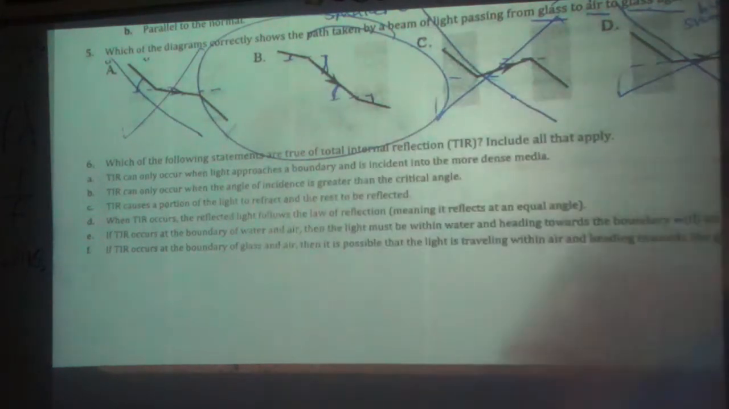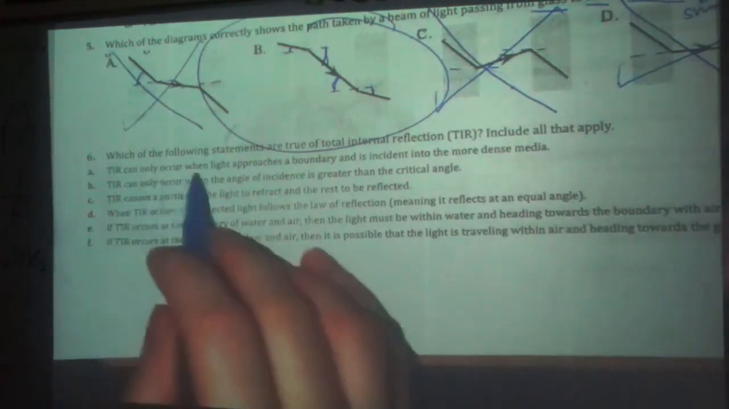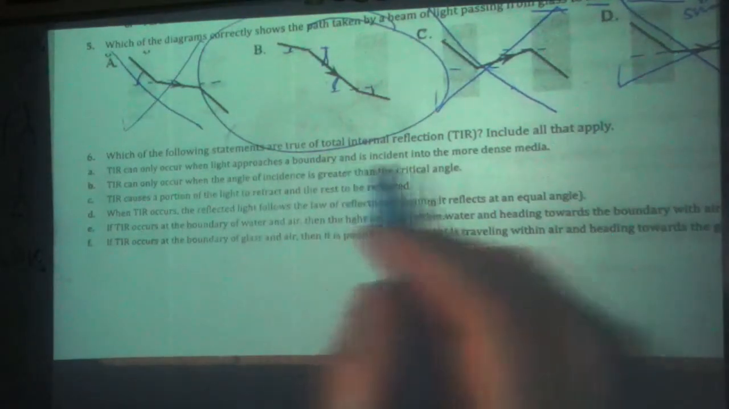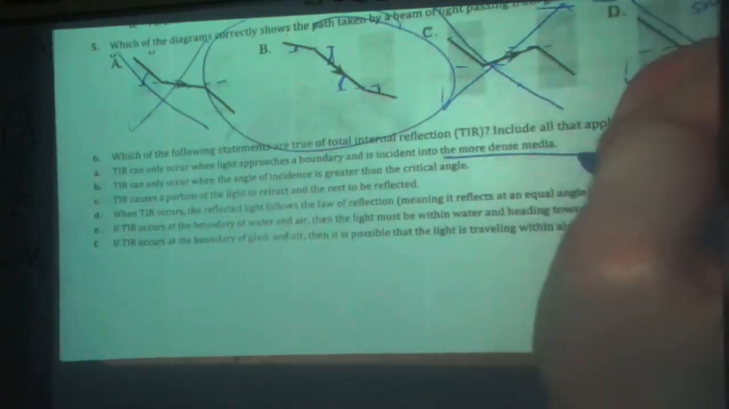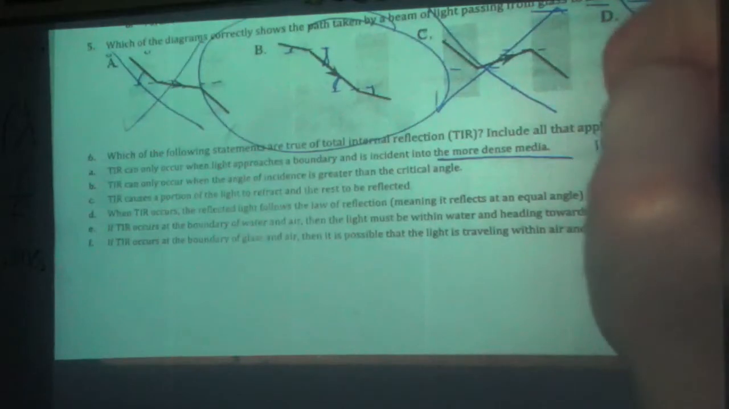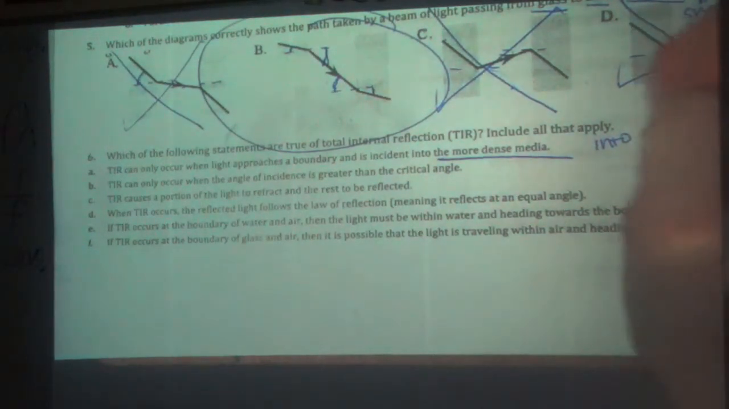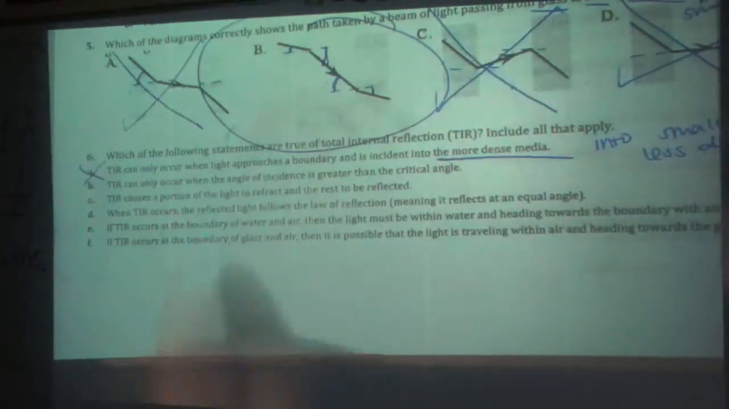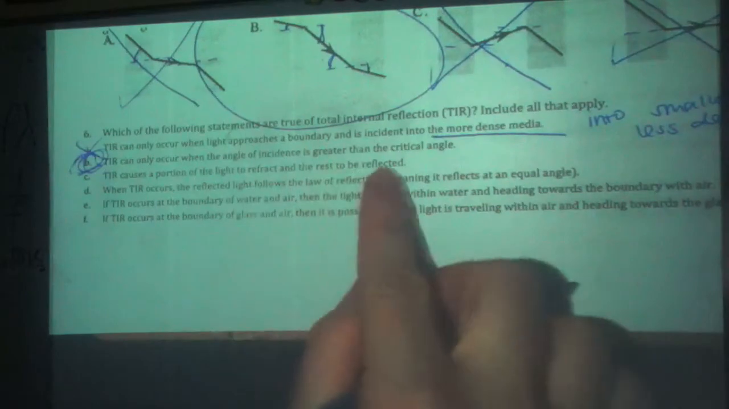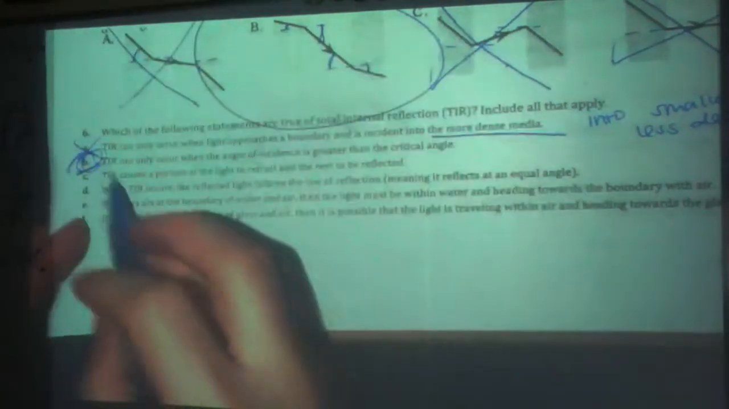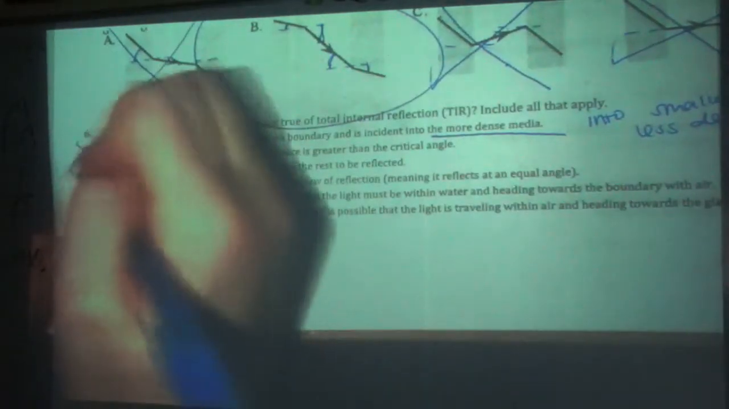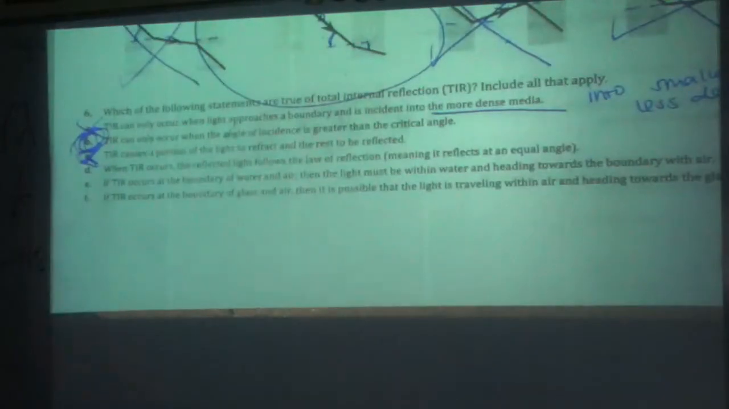Which of the following statements are true of total internal reflection? Include all that apply. It can only occur when light approaches a boundary and is incident into the more dense. We said that we want to go into a smaller n. Going into a smaller n is going into less dense material, so that is not true. It can only occur when the angle of incidence is greater than the critical angle. Yeah, that's rule 2. It causes a portion of the light to refract and the rest to be reflected. No, it's total internal reflection. It can only reflect. It's too big to refract out, so C is wrong.